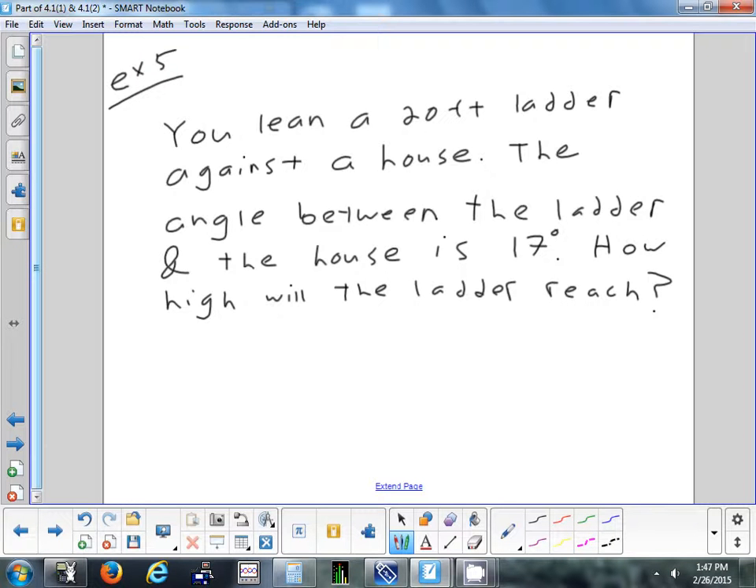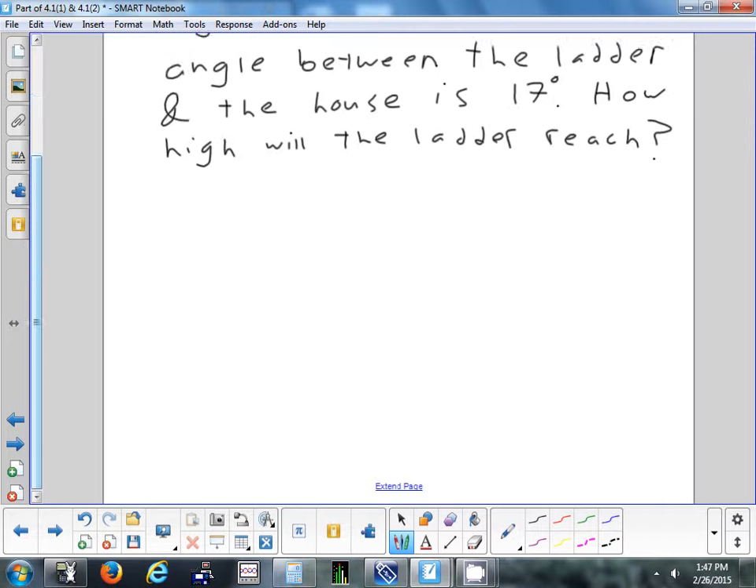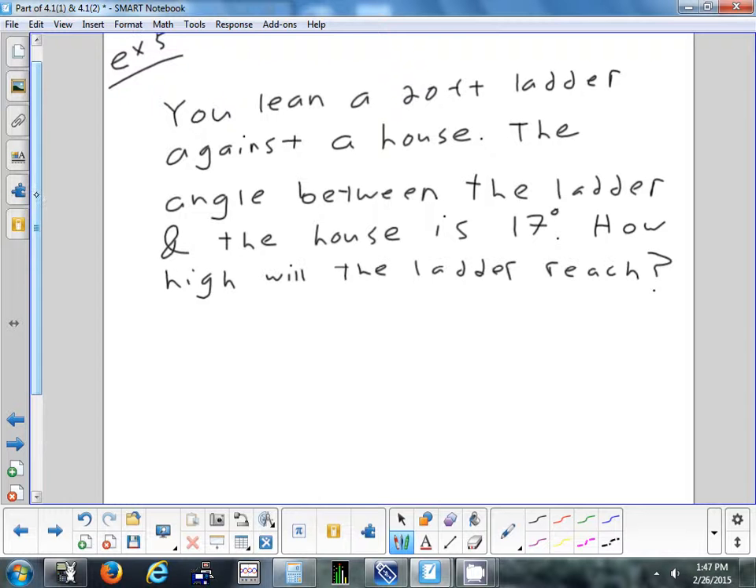Okay, this one says you're taking a 20-foot ladder and leaning it against a house. The angle between the house and the ladder is 17 degrees. I want to know how high the ladder will reach. What do you think this kind of problem lends itself to? What would be helpful to do here? Yeah, just sketch it out.